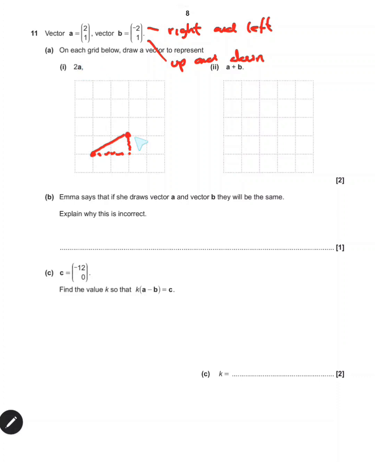And because I want 2 A's, 2 to the right and 1 up, do it a second time. That there is 2 A's.